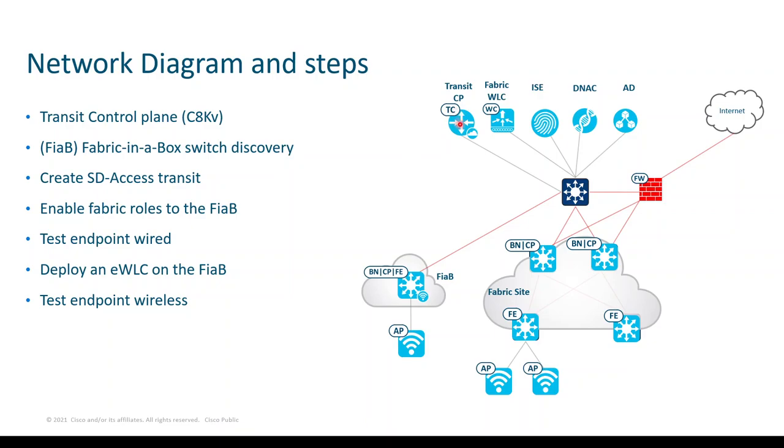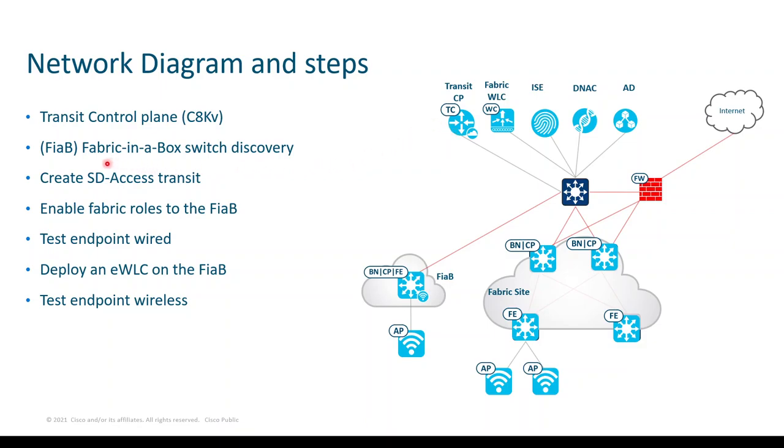The transit control plane doesn't have to be in the path of the traffic, so we only need reachability from the border nodes towards the transit control plane, and as well from DNA Center for management perspective.